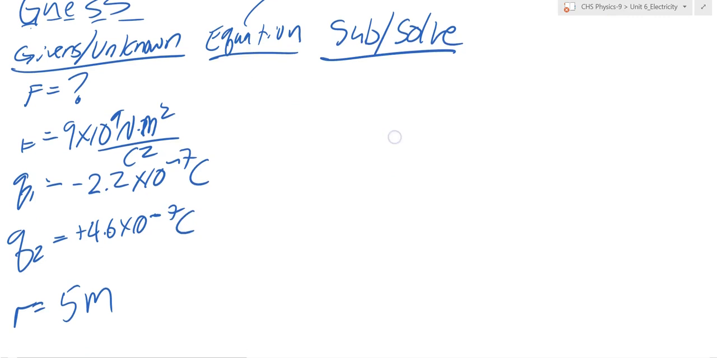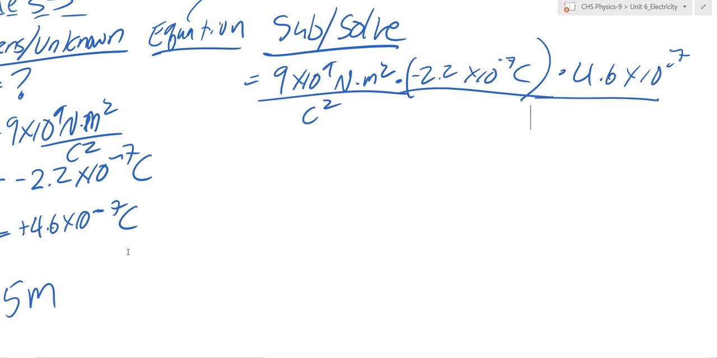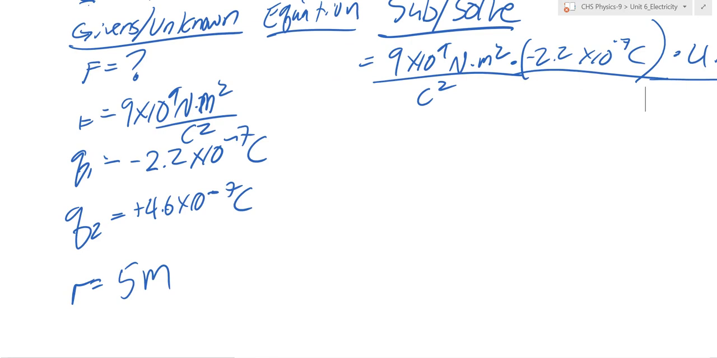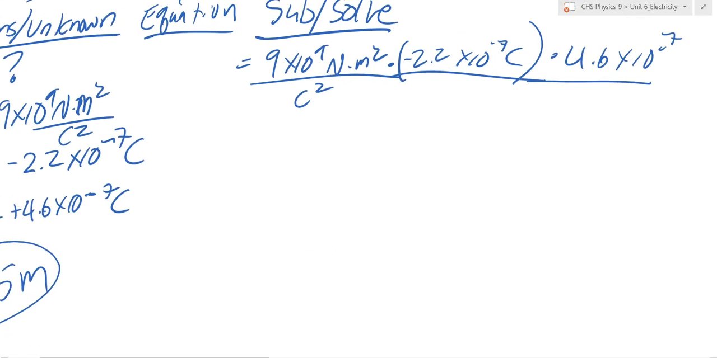I'm just going to start plugging stuff in, and I'll resume when I'm done. Okay, I'm not quite done with everything yet, but all I did is substitute these, and now I have to substitute R. Don't forget that R is squared, so it'll be 5 meters squared, like so.